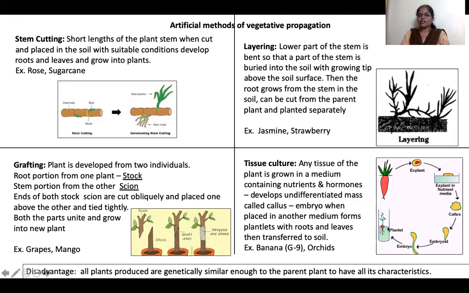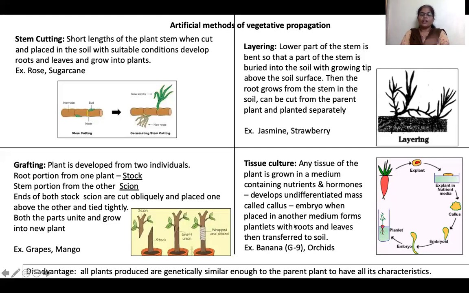If we put the plant grown in the medium into soil, we will get a plant. This is called a tissue cultured plant. Usually banana, tissue culture banana, the variety called G9 will be developed through tissue culture. And some of the orchids, ornamental plants, flowering plants, we do by tissue culture. This is an artificial method that we have developed in laboratory conditions.